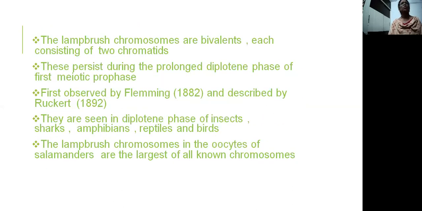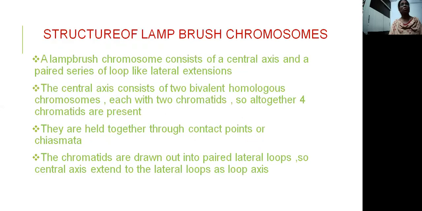The Lampbrush chromosomes are bivalent, each consisting of two chromatids. So these persist during the prolonged diplotene phase of first meiotic prophase. They were first observed by Flemming and described by Rückert. So they are seen in the diplotene phase of insects, sharks, amphibians, reptiles, and birds. Mainly these chromosomes were observed in Urodela of amphibia. The Lampbrush chromosomes in the oocytes of salamanders are the largest of all known chromosomes.